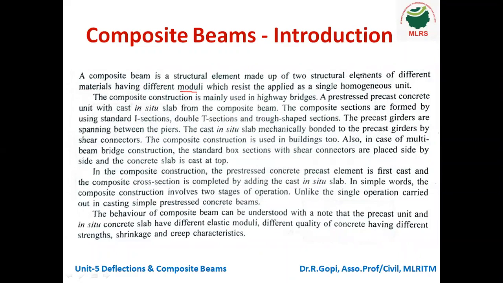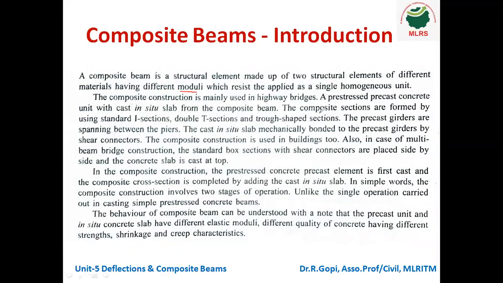While applying the external load, it behaves like a single homogeneous unit, but actually it is not. There are two different materials: one is the prestressed concrete member, and the other is the cast in situ concrete above that member. Composite construction is mainly used in highway bridges. As I already told, for bridge construction, this type of composite construction is majorly used.